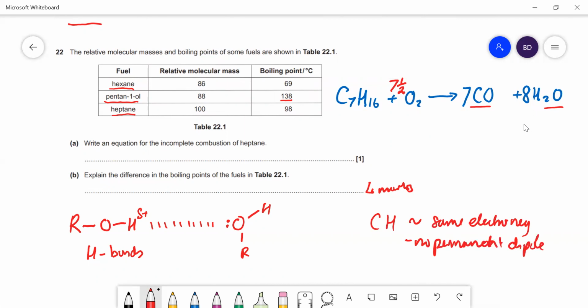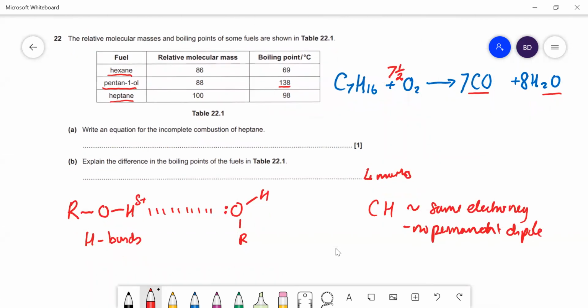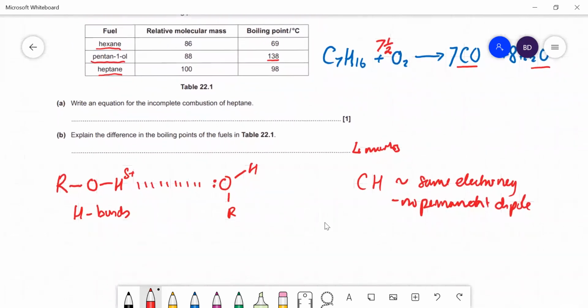So the only kind of intermolecular forces that are possible there are going to be London forces. So the intermolecular forces in those two things are London forces. So interactions between instantaneous dipoles and induced dipoles. You need to say that, just London forces.